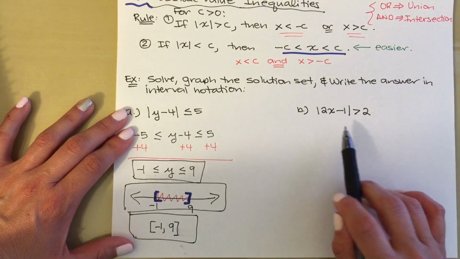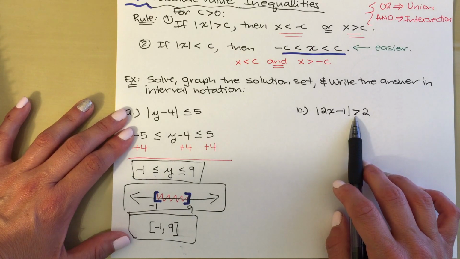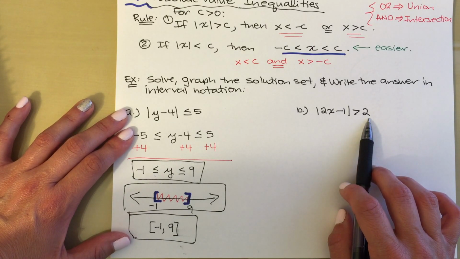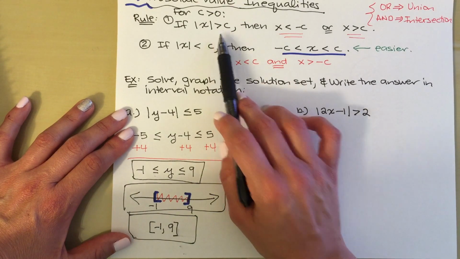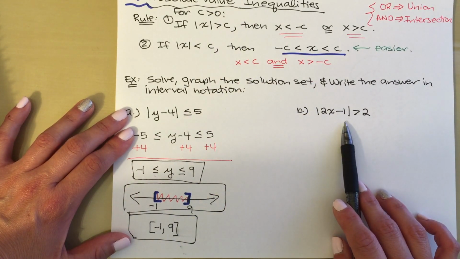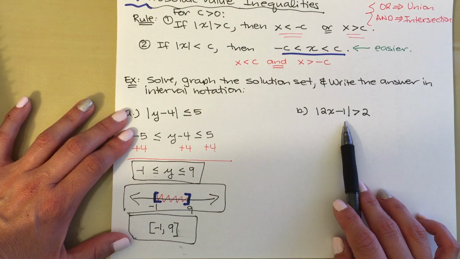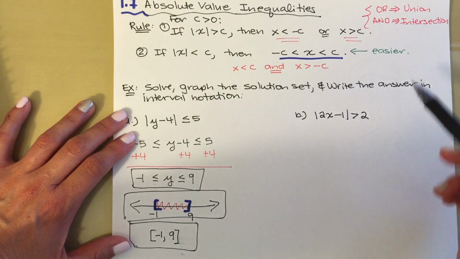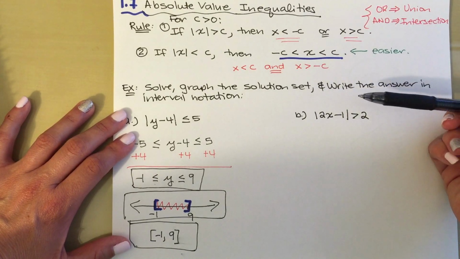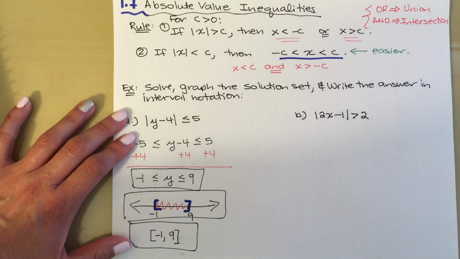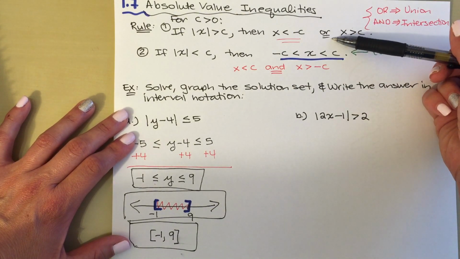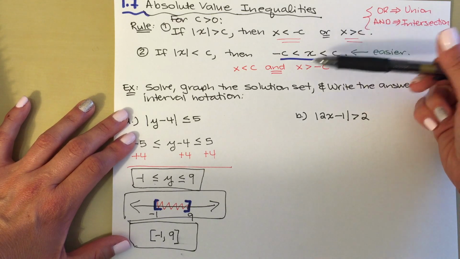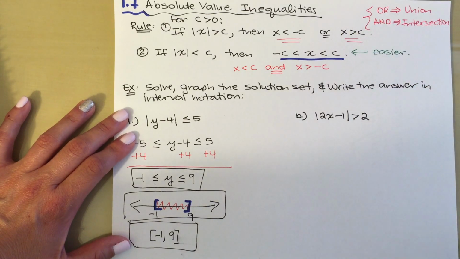Next, we have absolute value greater than a positive number. So for greater than, that's going to be rule 1. And you have to write this as 2 separate inequalities. We cannot write it like rule 2. It will not work. It'll be wrong. So 2 separate inequalities, they have to be connected with the word or. Not and, or.